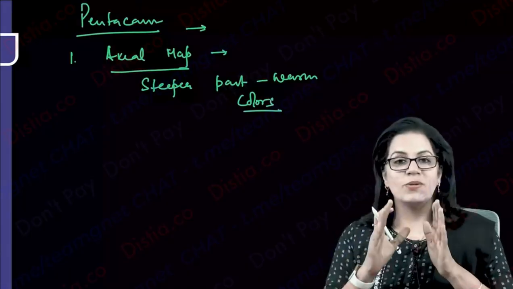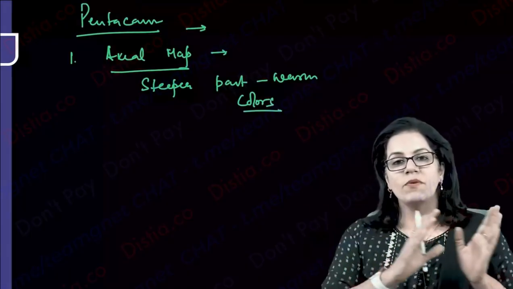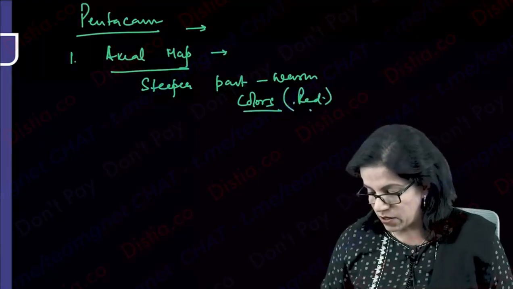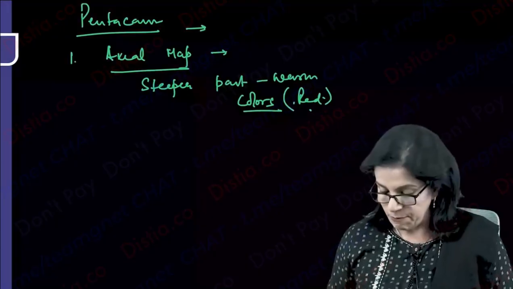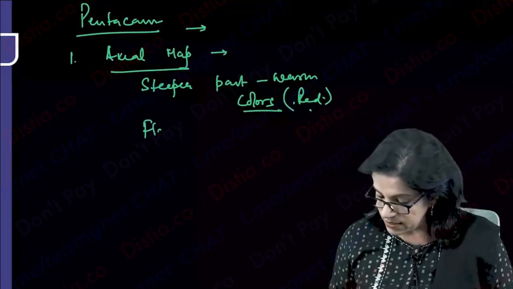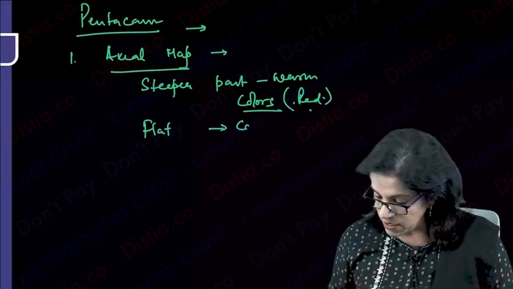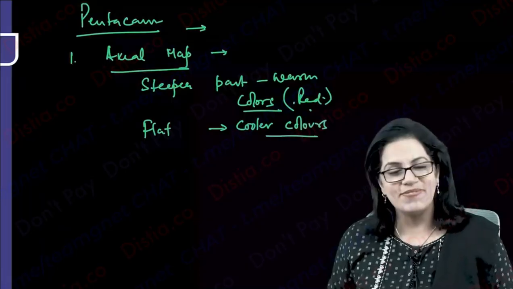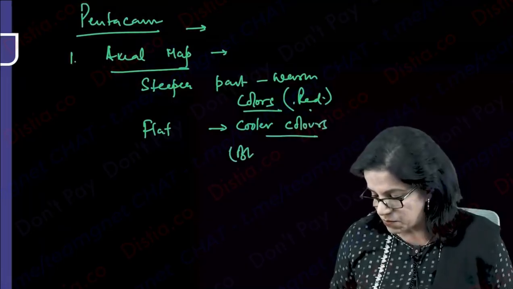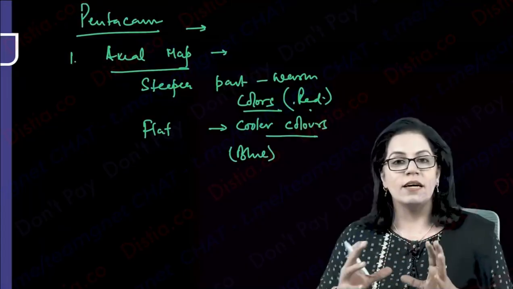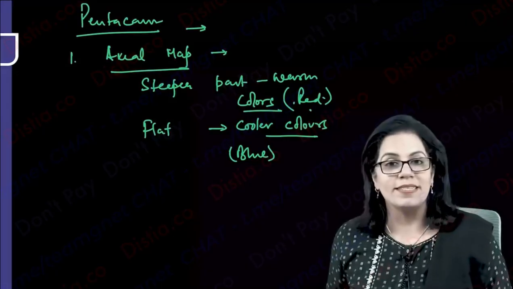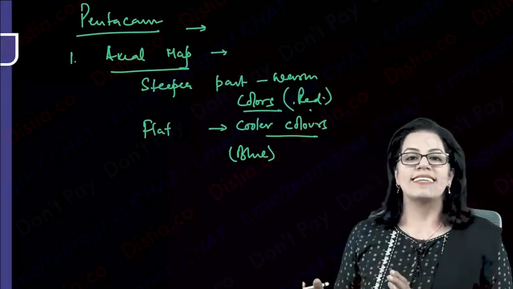So green is taken as neutral, anything towards the red is warm, and before is cool. So we are talking about towards red. This is the steeper part, whereas flatter parts are depicted by cooler colors. So it looks complicated, but it's very simple. That means around blue. So this way we get an idea about the curvature of the cornea and about where the astigmatism is, whether it is regular or irregular.